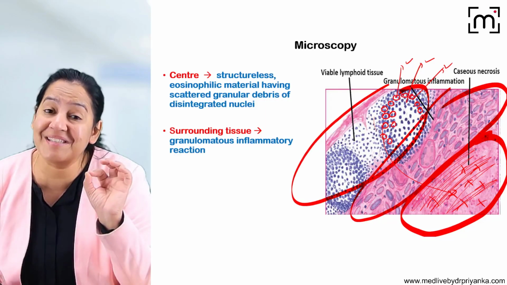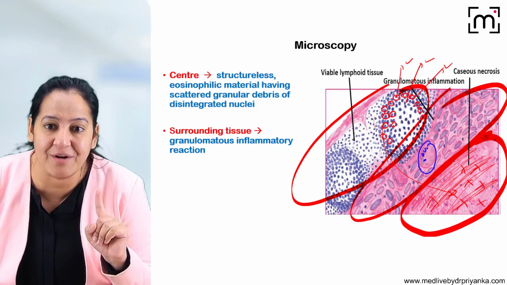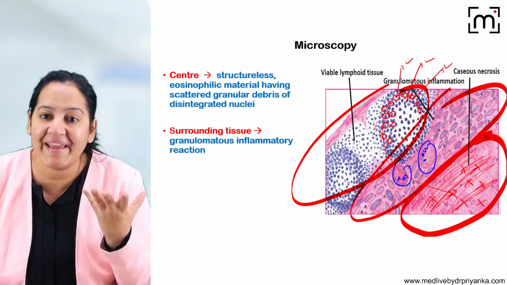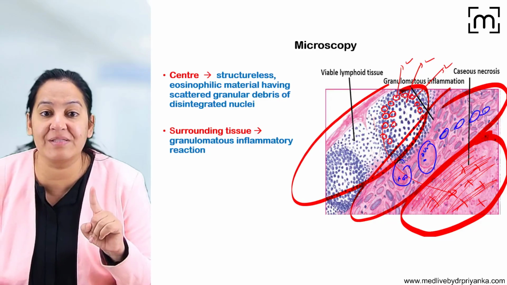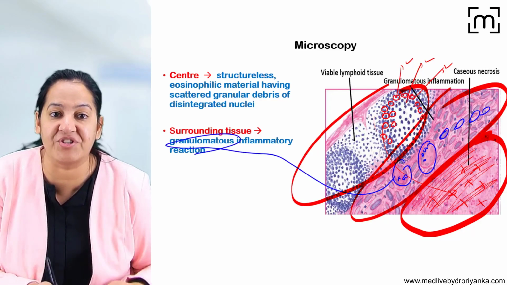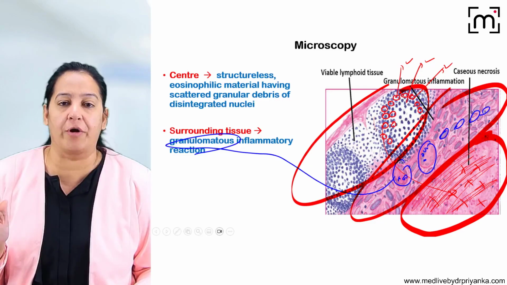But here the inflammation is something special. What I can see in the inflammation, I can see the giant cells. Oh my God, these are the giant cells. I can see the epithelioid cells in the inflammation. So this is a special inflammation that is known as granulomatous inflammation. The granulomas are there. So please appreciate.